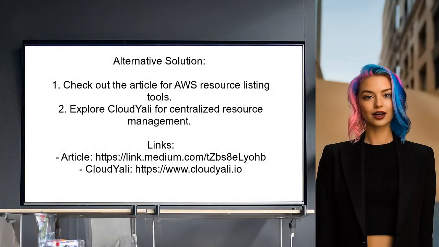One alternative solution comes from a user who shared a helpful article listing various tools to list resources in AWS. Among these tools is Cloud Yali, a newly launched service that allows you to view all your cloud resources from different accounts and regions, both current and historical, all in one central location.